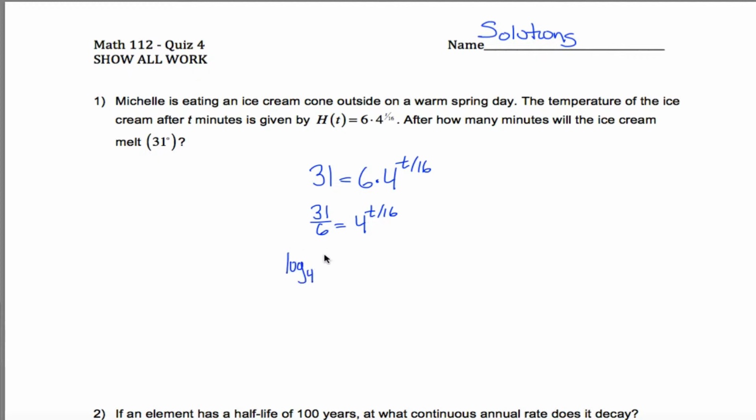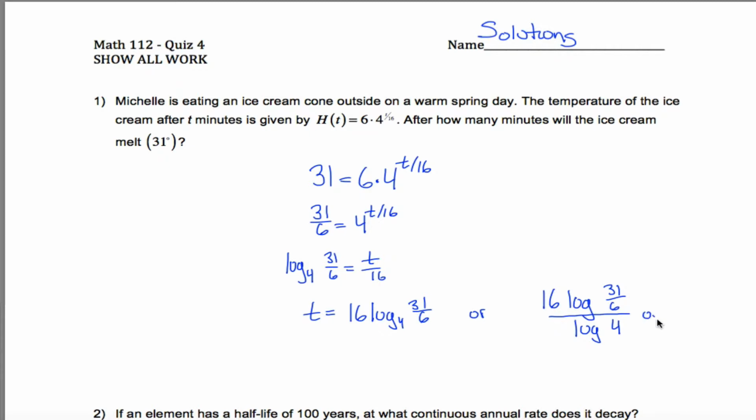You get the log base 4 of 31 over 6 is equal to the log base 4 of 4 to the t over 16 power. And that all simplifies to just t over 16. So t is equal to 16 times the log base 4 of 31 sixths. And maybe I'll write over here that this is equal to 16 times the log of 31 sixths divided by the log of 4, which is equal to 16 natural log of 31 over 6 divided by natural log of 4.